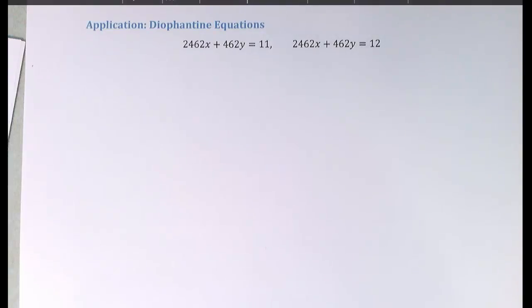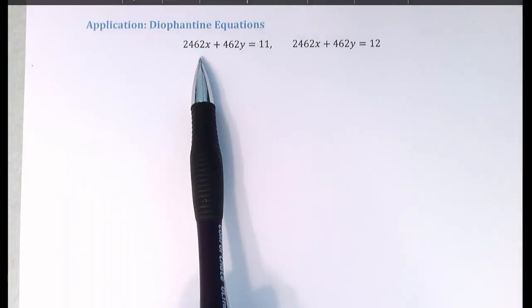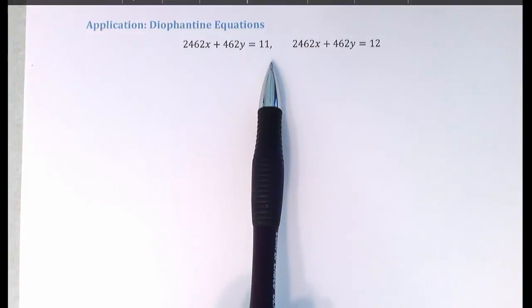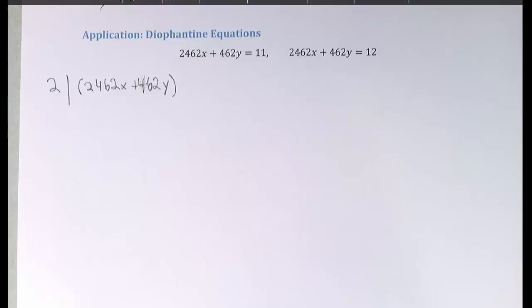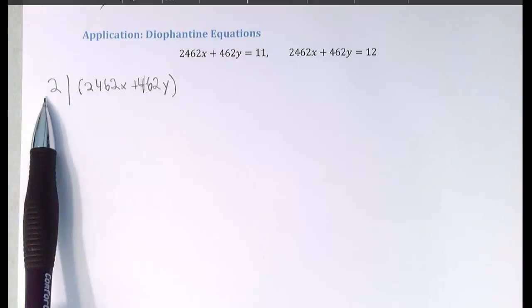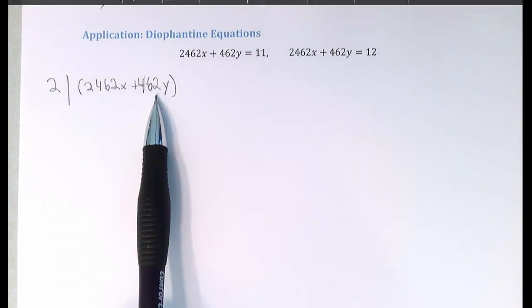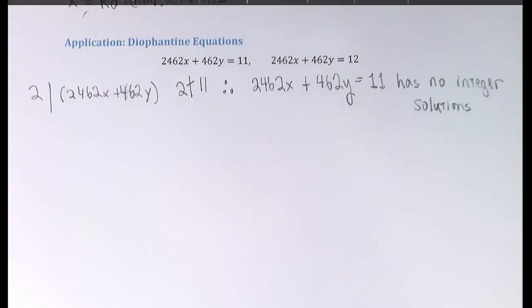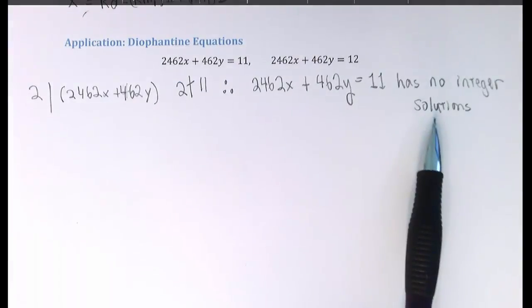Therefore, any integer that has the form ma plus nb must be a multiple of the greatest common divisor of A and B. We can now solve the two problems that we posed concerning linear Diophantine equations. Let's look at the first one. Can we find integers x and y so that 2462x plus 462y is equal to 11? The answer is no. By the corollary, 2 has to divide every one of these linear combinations, but 2 does not divide 11. This tells us that our Diophantine equation has no integer solutions.